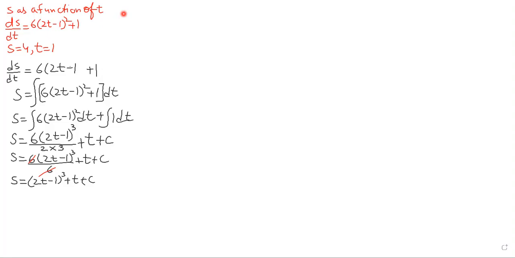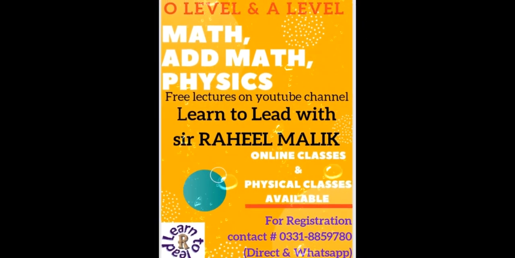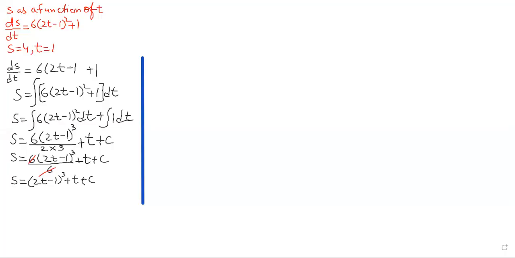Now, what are we going to do next? As we know that in the question, they have given us this: S equals 4 and t equals 1. This is also a piece of information which was given. So now I'm going to take these two values and plug them in over here. Let's see what is going to happen when I write it.